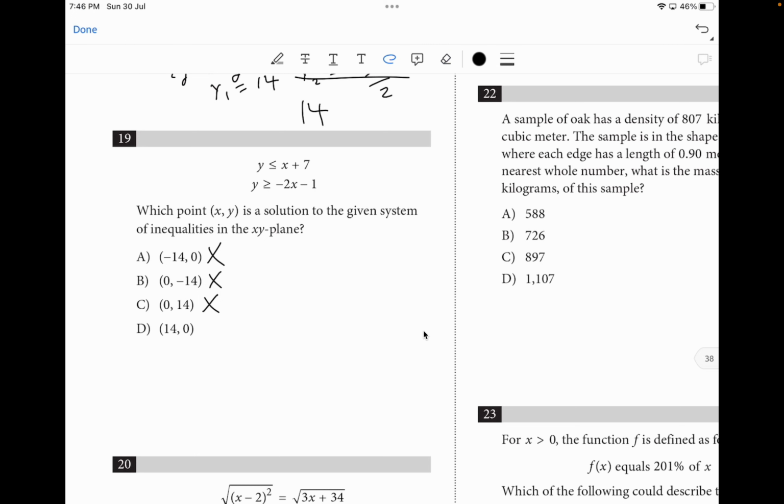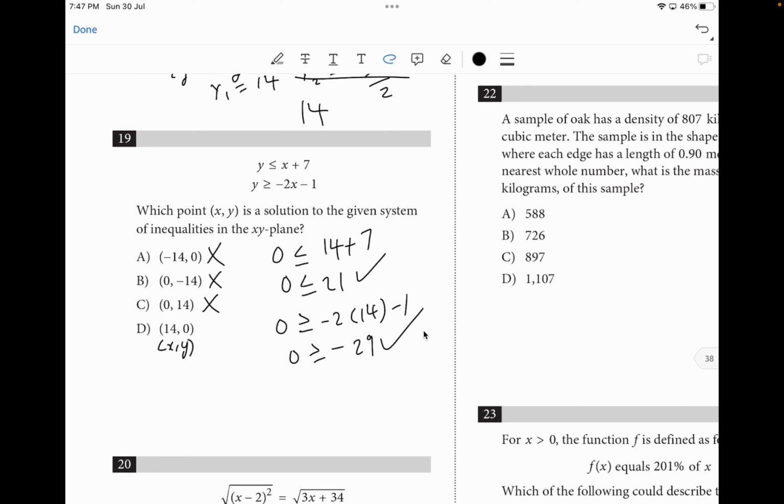Whereas for D, if we substitute the value of D, in this case x comma y, 0 is less than or equal to 14 plus 7, which is correct. It's 21. And if you try the other way around, 0 is greater than or equal to negative 2 brackets 14 minus negative 1. If you put that in your calculator, you should be getting negative 29.